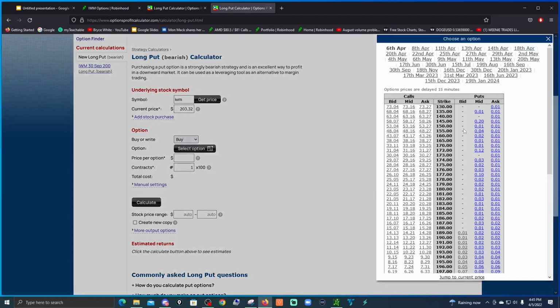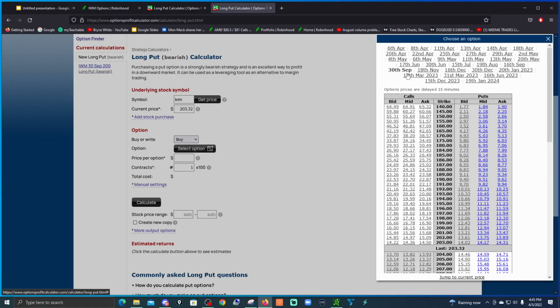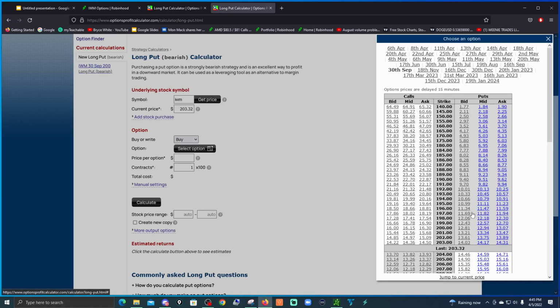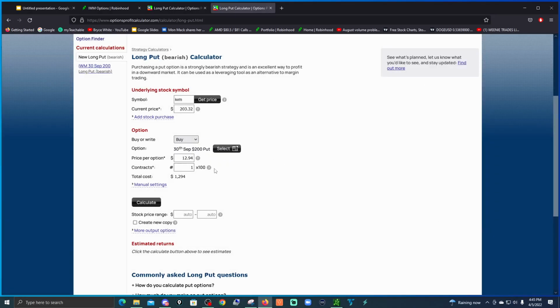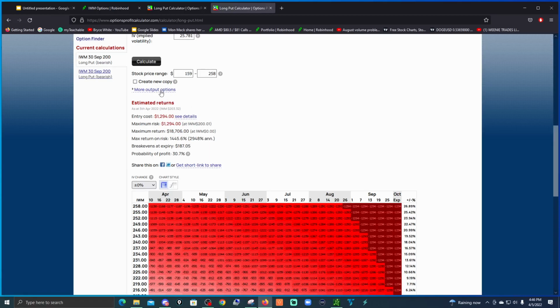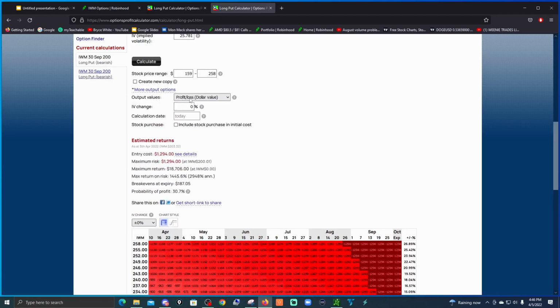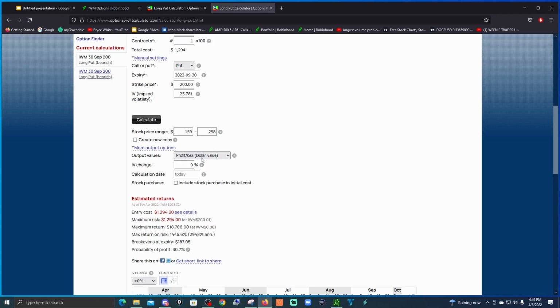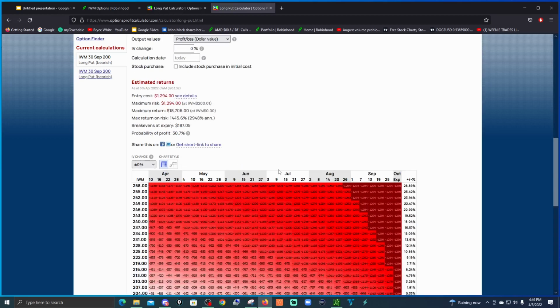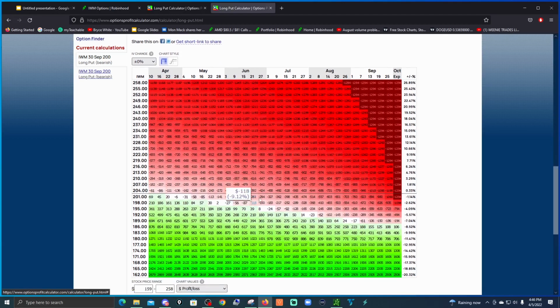Okay, select option. Right over here, we're choosing the September 30th expiration date, because we expect the IWM within about 6 months to be down towards those levels. And we're going to select the 200 strike put option. There we go, it's all selected. We can go to manual settings. Nothing over there. And we can click calculate. And I like to look at the output options. You might have to agree to some terms of service. And you can go to profit loss dollar value. And right over here, you can see this is a huge graph.